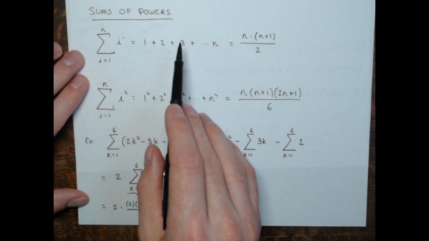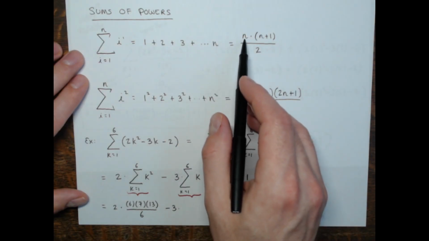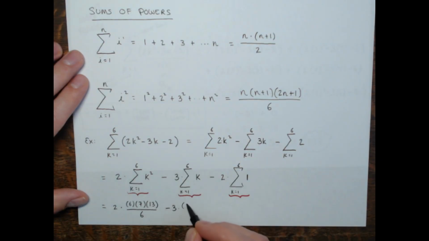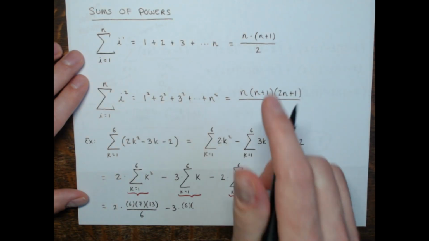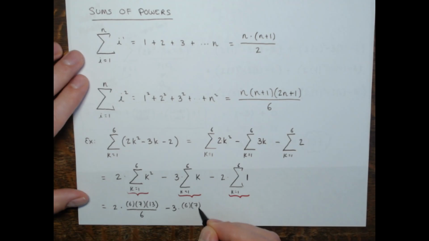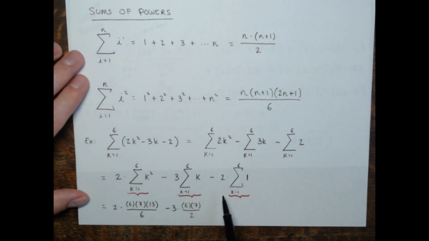It's 1 plus 2 plus 3 plus 4 plus 5 plus 6. So I just replace n with 6 in my formula here. This ends up being 6 times, and then 6 plus 1 is 7. And then this gets divided by 2. And so again, using the formula for the sum of first powers.